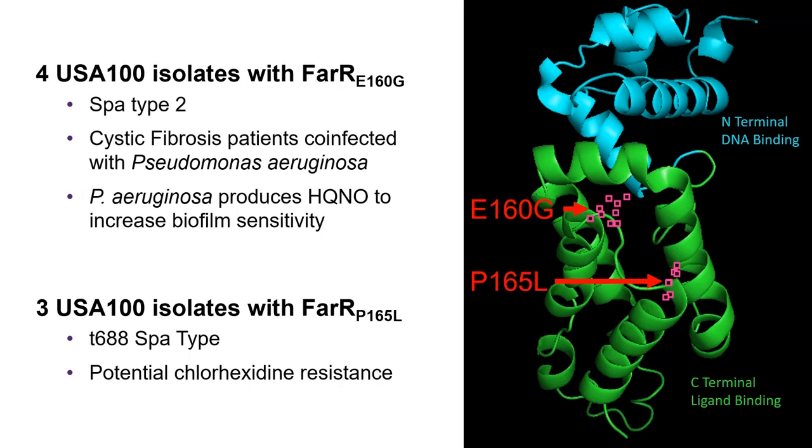These isolates are of particular interest because the T688 spot type has been implicated in potential chlorhexidine resistance in bovine mastitis in Egypt and hospitals in Kuwait. Chlorhexidine is a disinfectant used in both healthcare and animal agriculture. Since both mutations are located in close proximity to each other, we expect they will share similar resistance phenotypes.